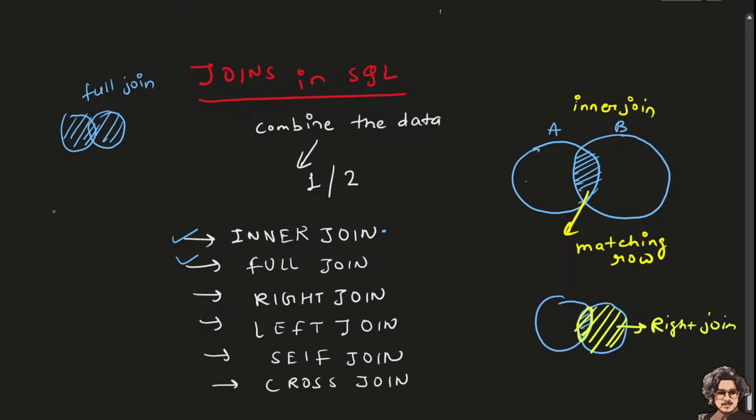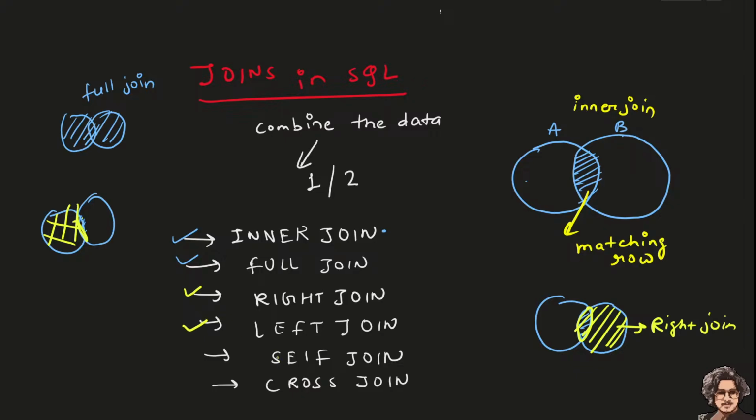And the next is the left join. Similarly, the left join looks the same. We have one table and a second table, and this is the matching part. In that case, it will return all the data from the left table and the matching part from the right table. So the right join and the left join are clear.